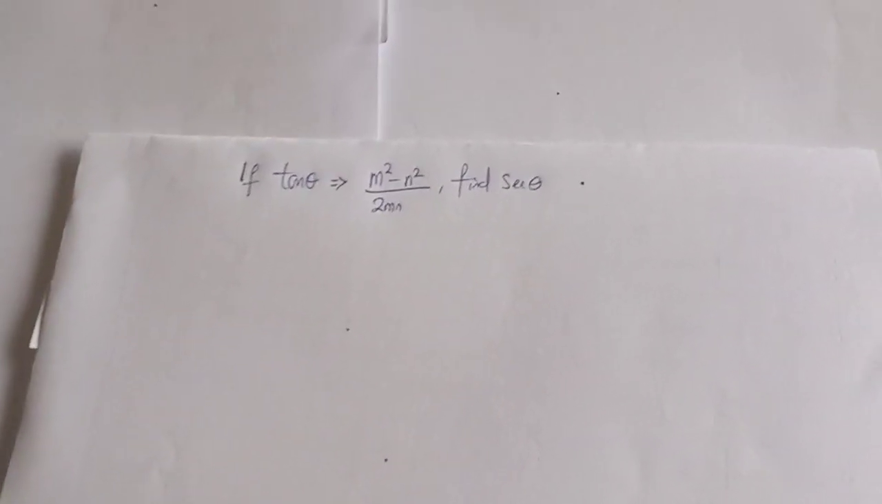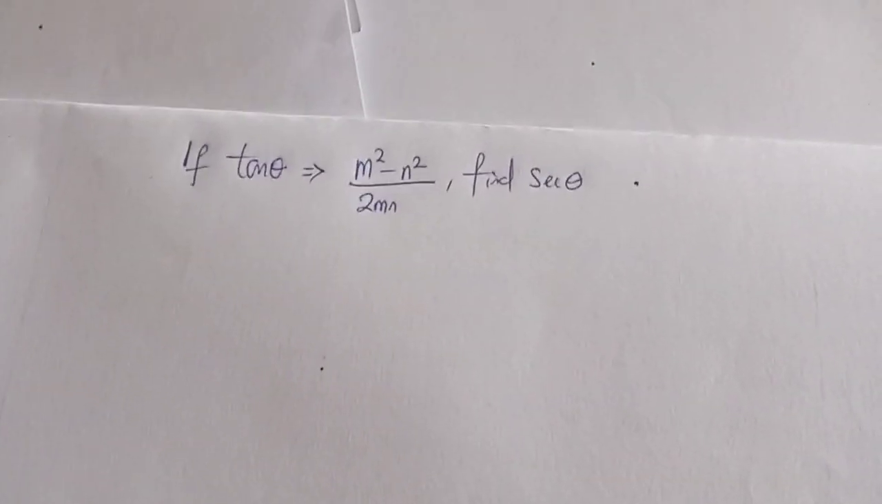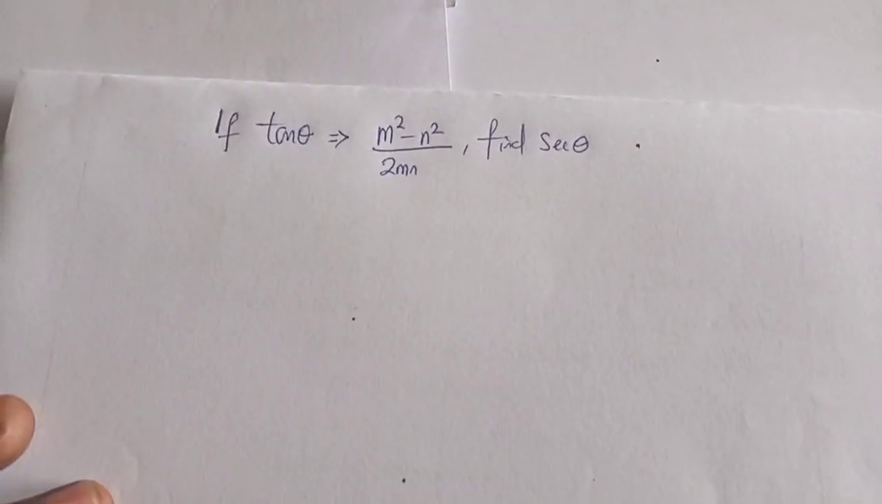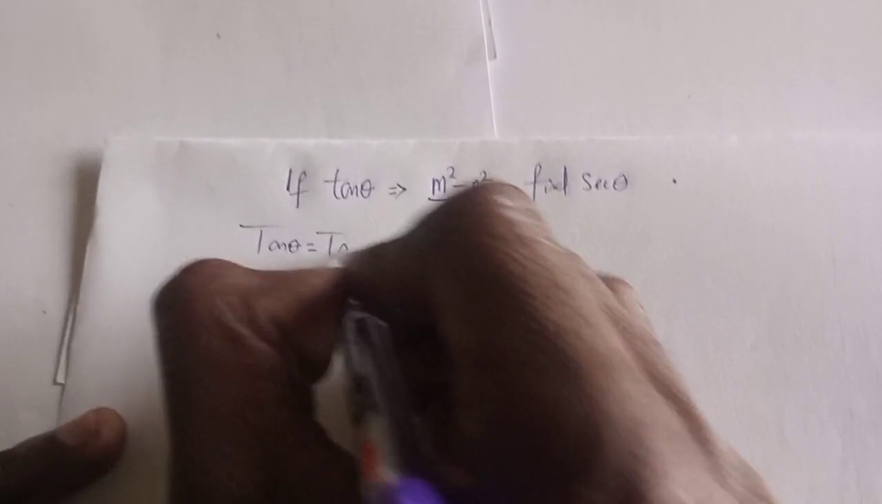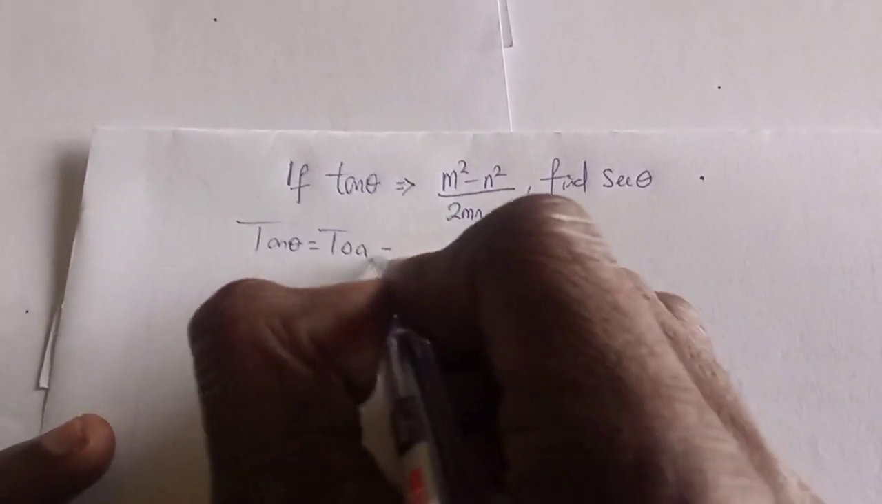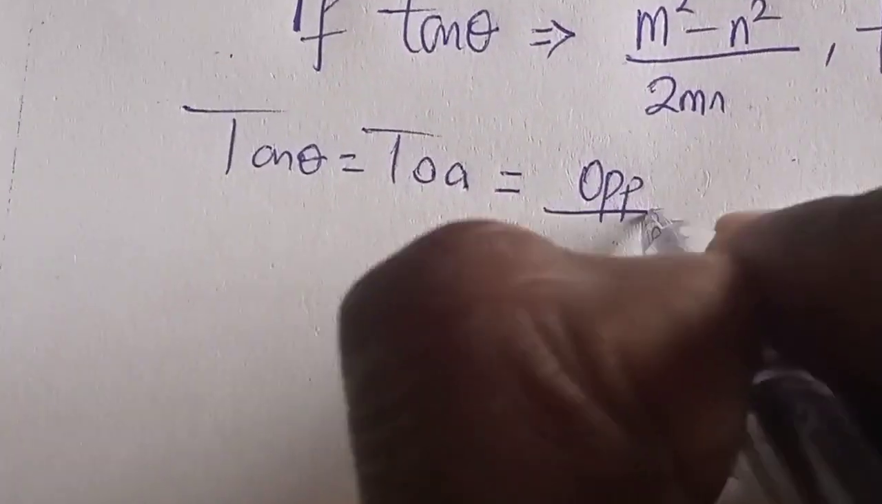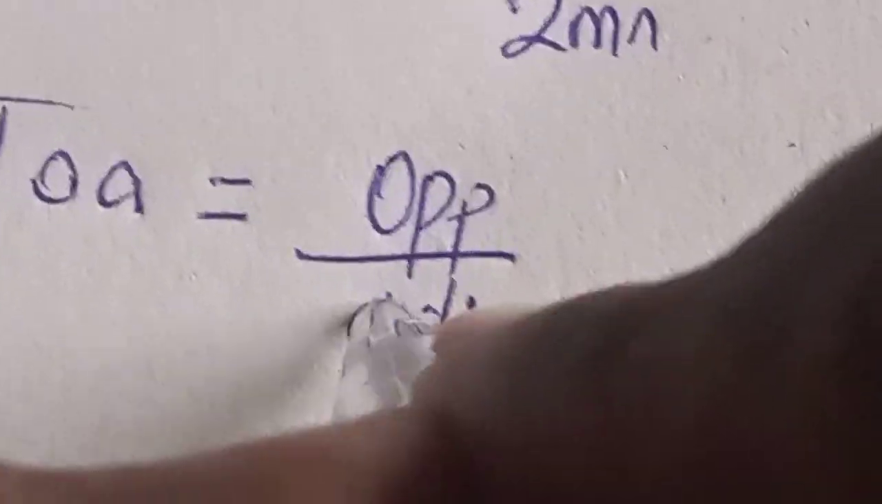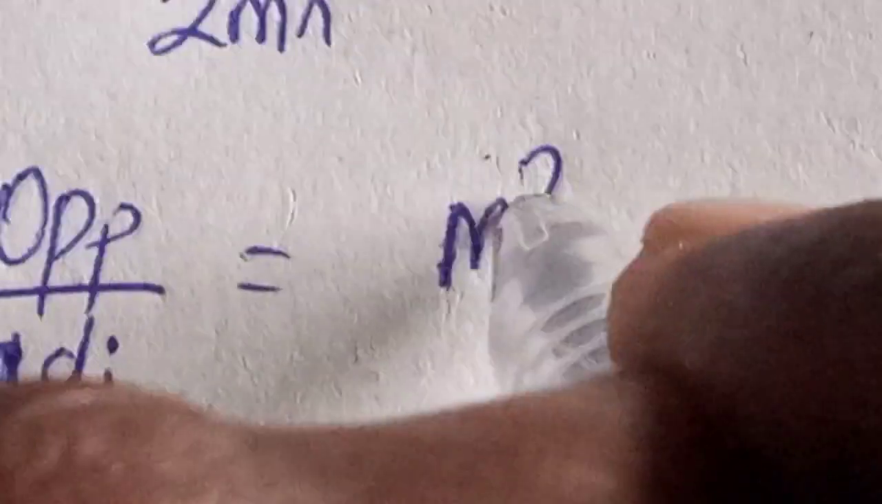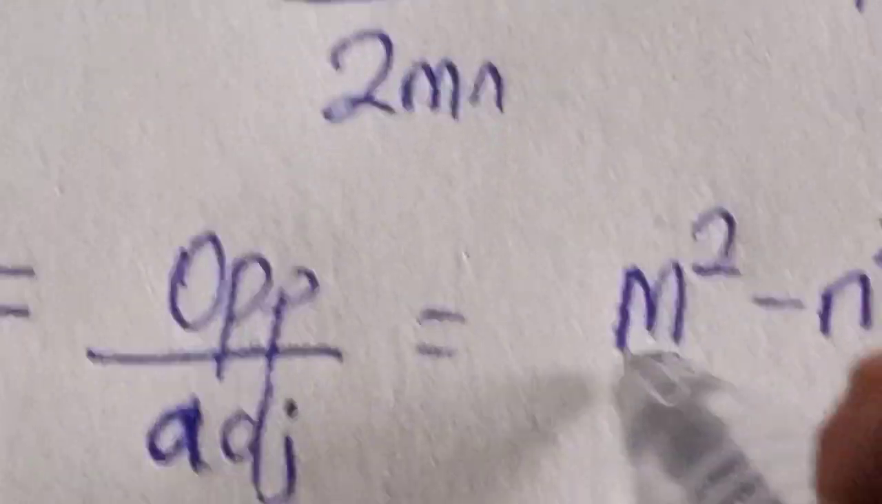(m raised to power 2 minus n raised to power 2) all over 2mn. Then we should find sec theta. Now, using our knowledge of trigonometry, we have SOHCAHTOA. Tan theta is equal to opposite over adjacent, which is equal to (m raised to power 2 minus n raised to power 2) all over 2mn.